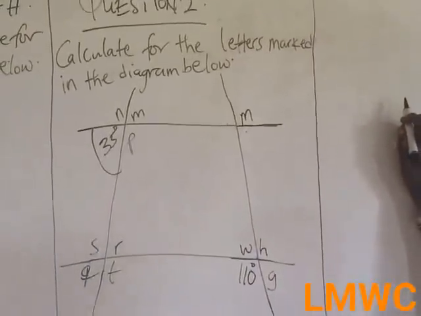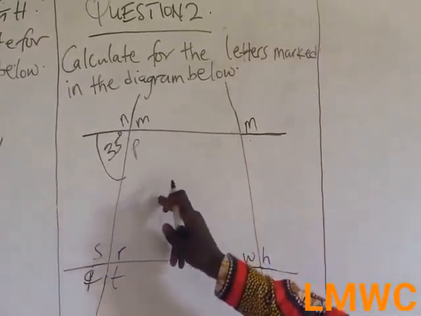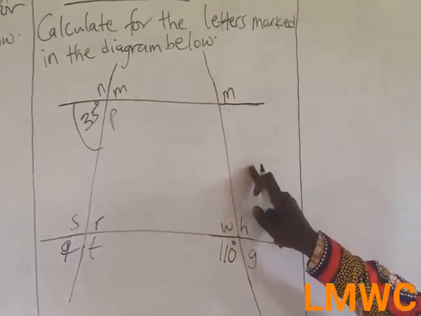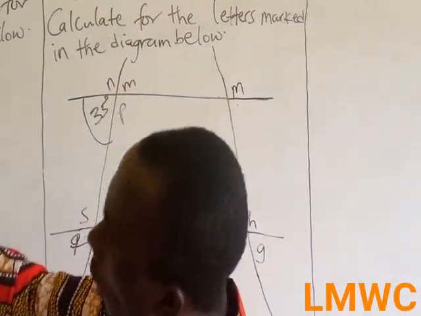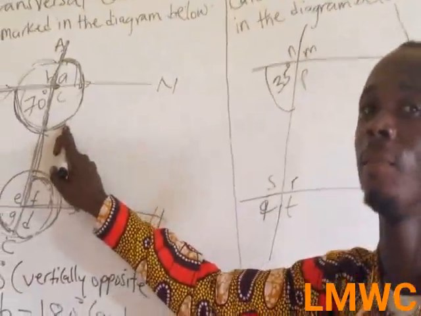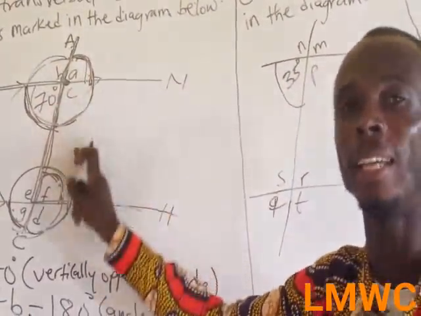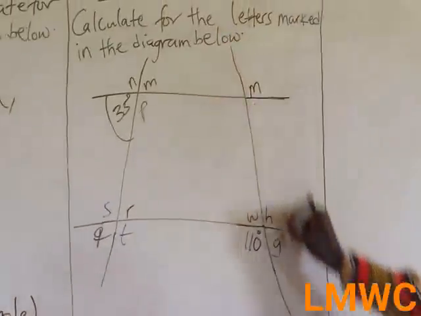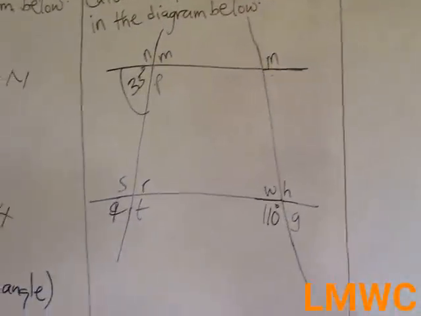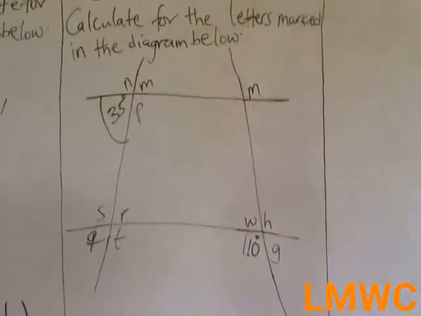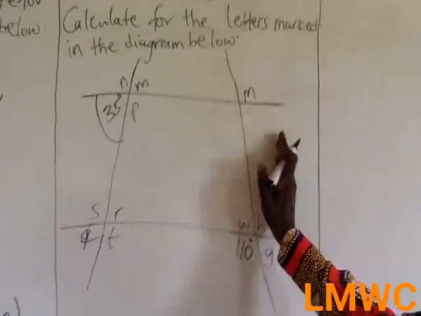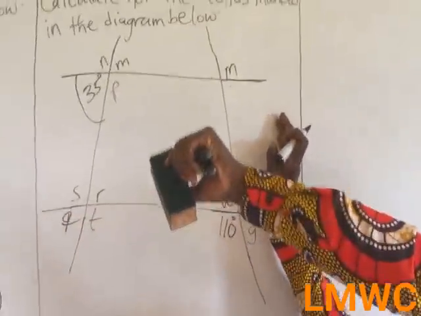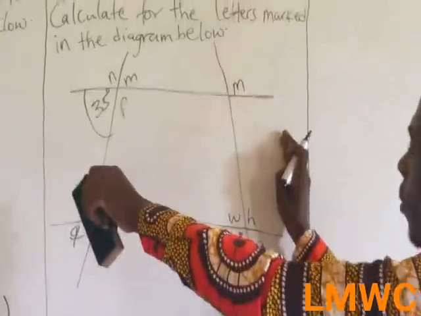Question 2. Now, you see we have two transversals. But in the previous question, we had only one line cutting the parallel lines. We have one transversal here and another transversal through here. So you take it step by step. Let me take the transversal at the right hand side. After that, I will take the transversal at the left hand side.